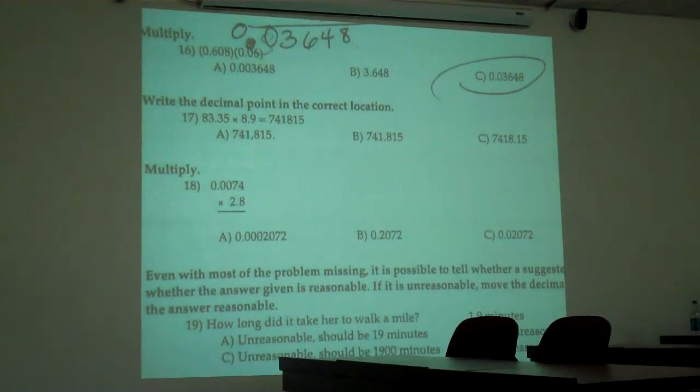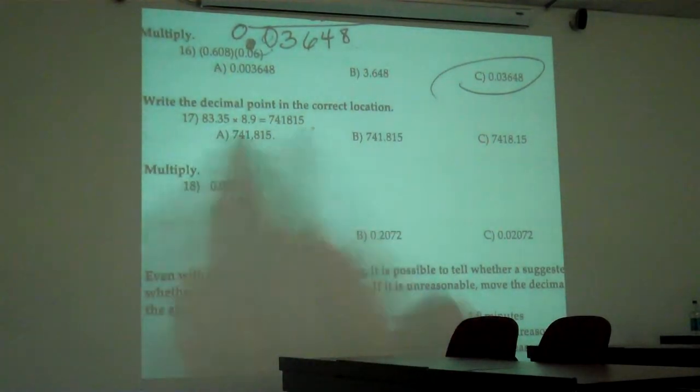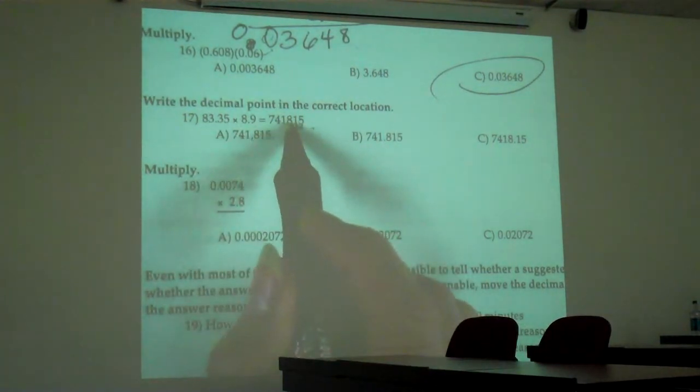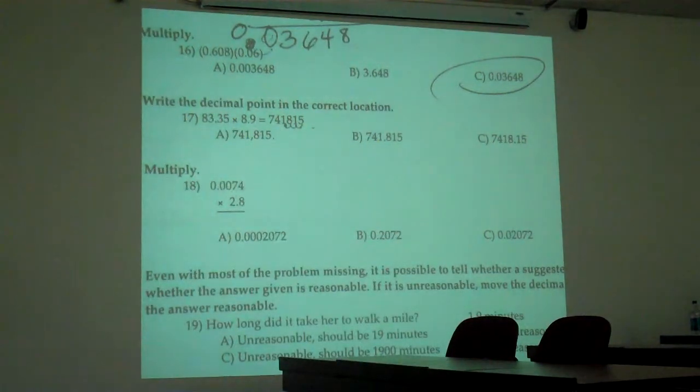Write the decimal point in the correct location. So if you multiply those numbers and that's what you got, you just move the decimal. 1, 2, 3. 741.815.